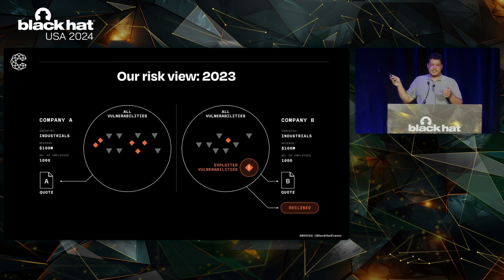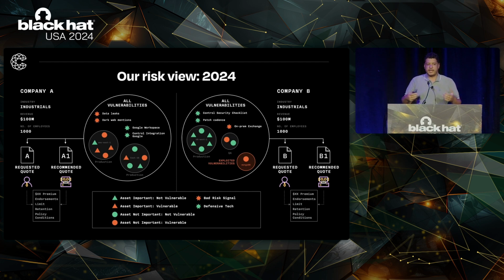I mentioned before that our view of digital risk is constantly evolving. To give you an idea, this is a little bit how we used to do things in 2023. We could look at two companies that look exactly the same, same revenue, same industry, same everything, but if one of them had a critical vulnerability, something we know is under current exploitation, in a single asset, we would decline that company. However, we have started to evolve how we think about digital risk.